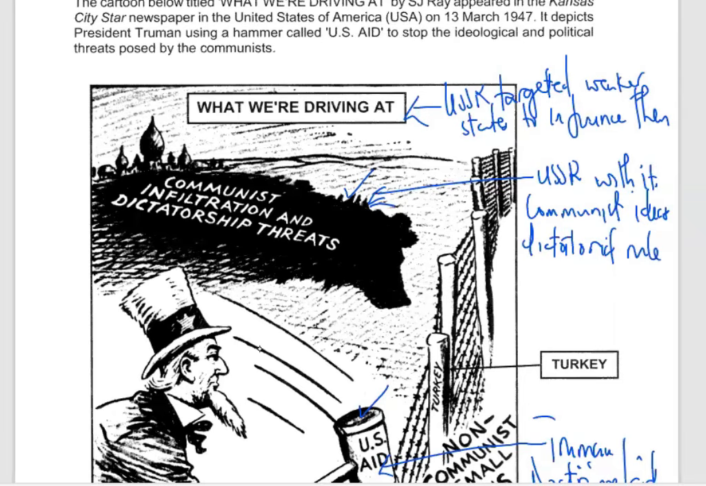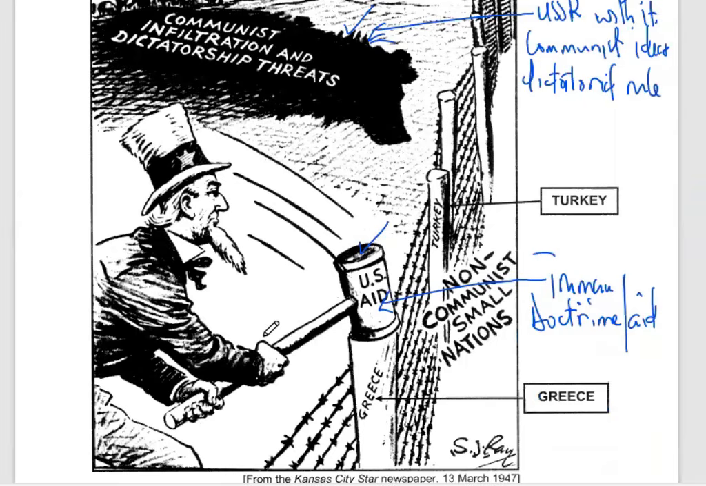So what we are driving at, they are driving towards Turkey and Greece, if you can see in that instance, and they are targeting to spread their ideology in those states. Also, if you check across the fence, it's written non-communist small nations. All those other non-communist small nations were also the target. They were driving to attain their target of spreading their ideology in those nations. So it's a relevant caption in that sense.